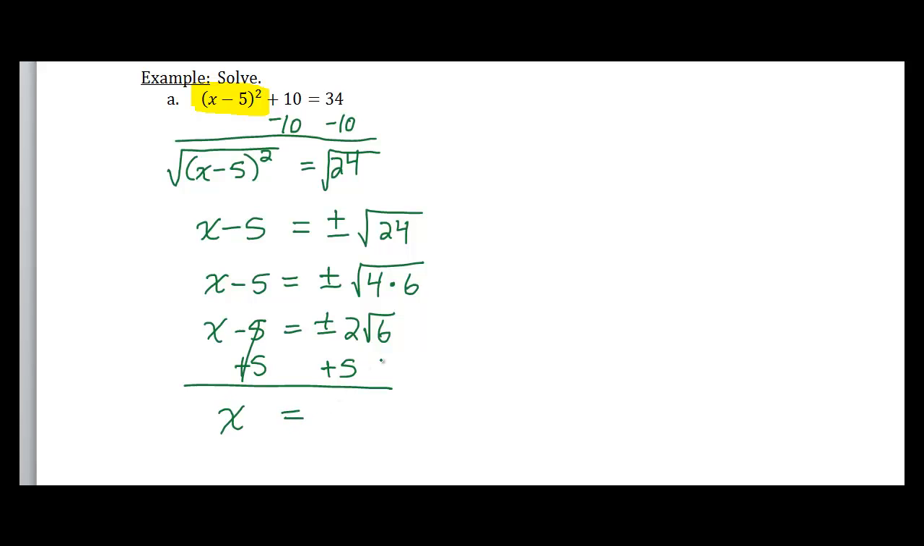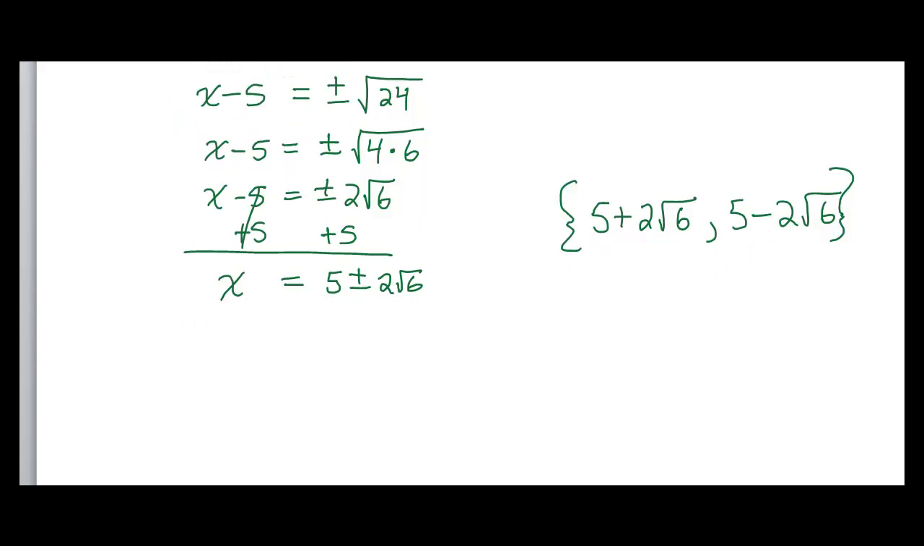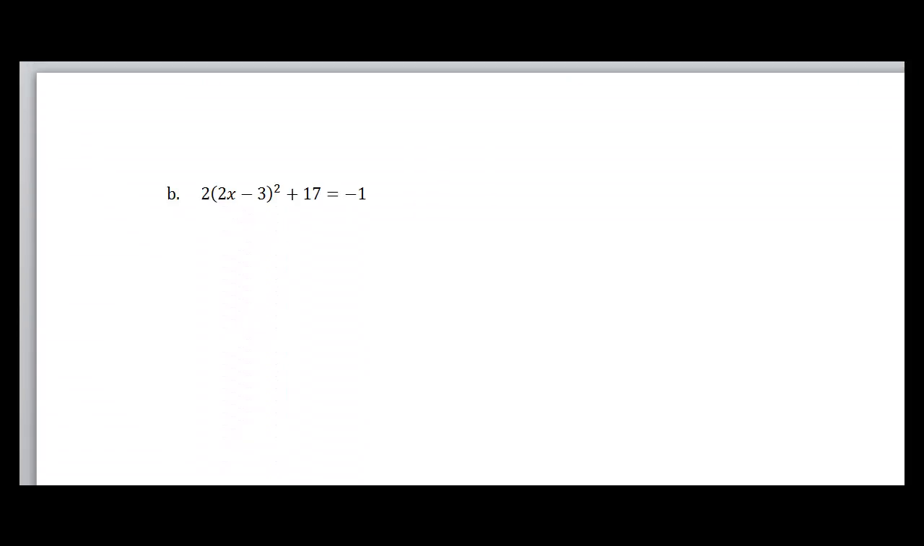Do not try to combine like terms, because these are not like terms. This one has a square root of 6. That 2 has a square root of 6 with it. The 5 doesn't. And so the way I normally write my answer is I put the number that doesn't have a radical first, and then my plus or minus part second. If I want to write my solution, it'd be 5 plus 2 times the square root of 6, or 5 minus 2 times the square root of 6. And there's our solution.